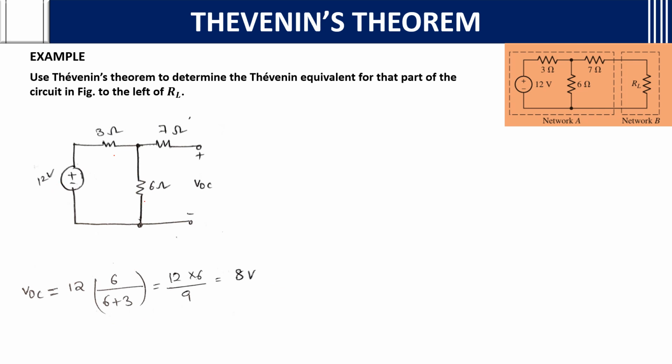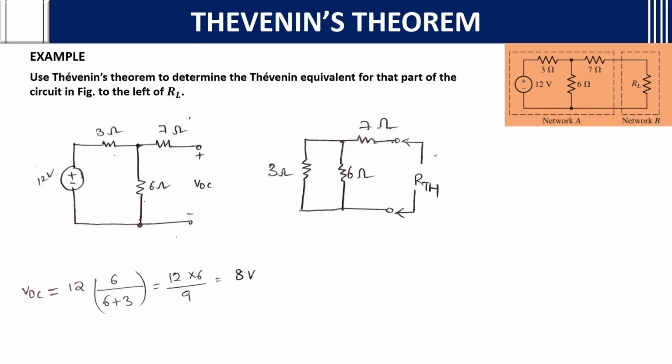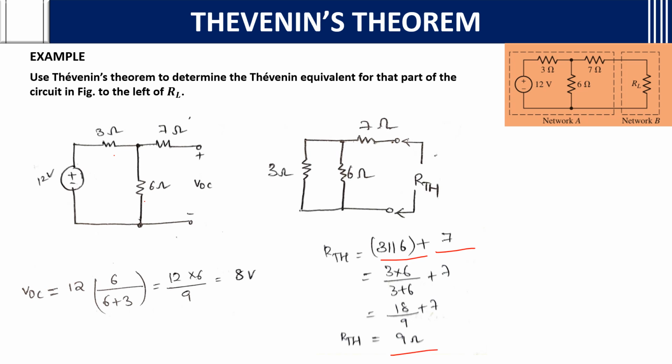Then for the Thevenin resistance or impedance, what will we do? We will short circuit the voltage source. If a current source is there, we will open circuit it. As a voltage source is there, short circuit. Then 3 is in parallel with 6 ohms, and these two are in series with the 7 ohms. If you calculate this, you will get 9 ohms.